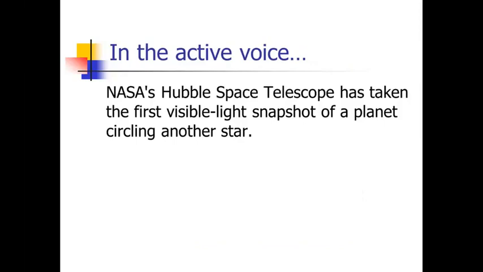All right, so to turn that one into the active voice, you had to recognize that what was doing the taking of the snapshots, that's the NASA's Hubble Space Telescope. That's the subject. What was taken? Well, it was the snapshot of the planet. So we're going to turn that back into the active voice by saying NASA's Hubble Space Telescope has taken the first visible light snapshot of a planet circling another star.